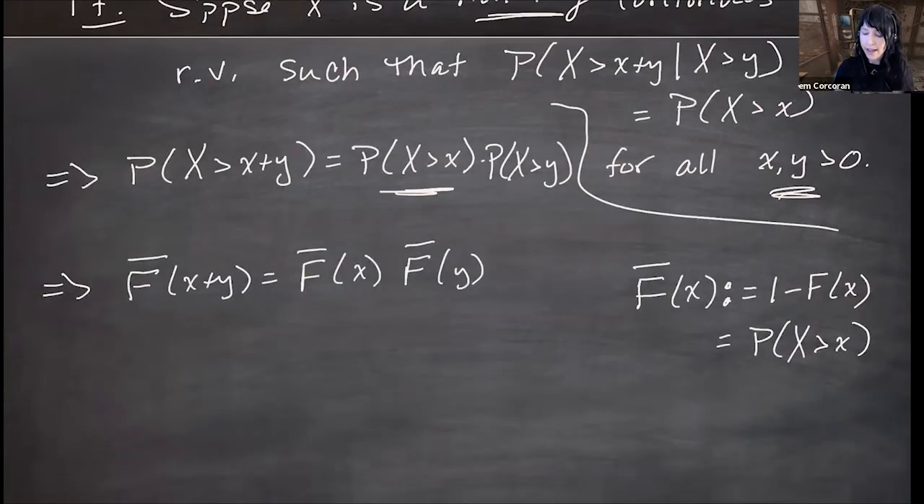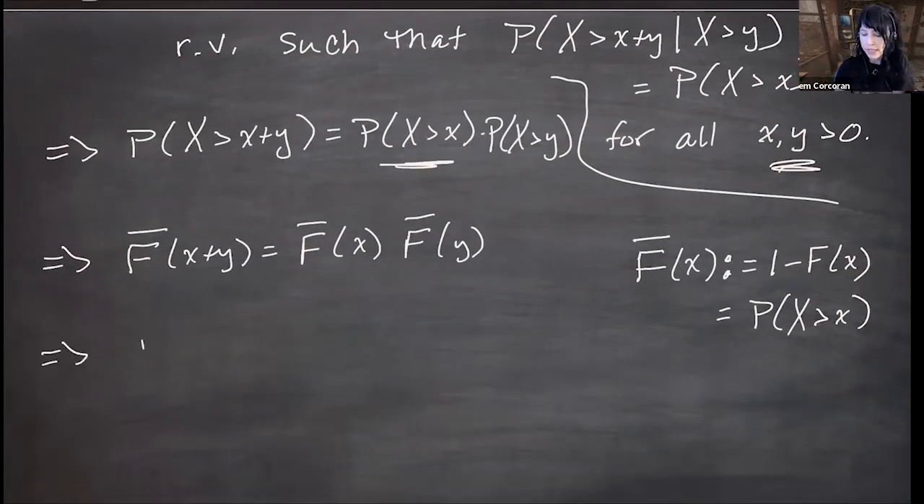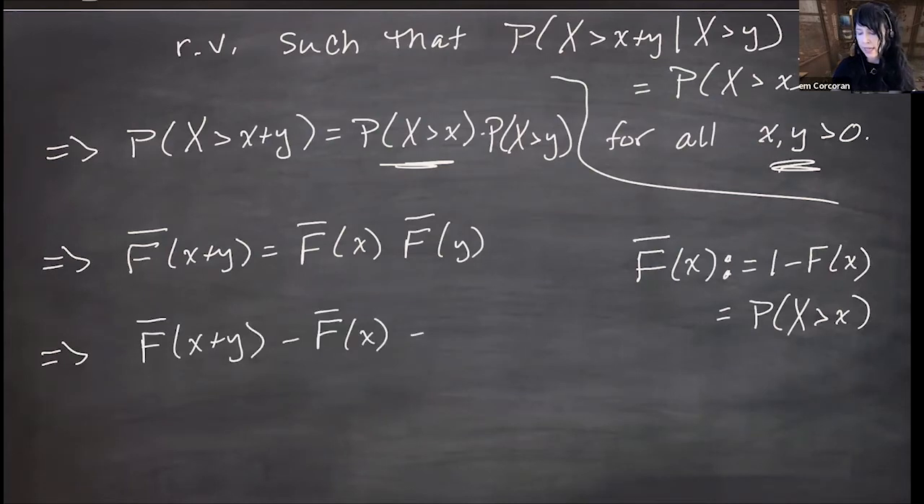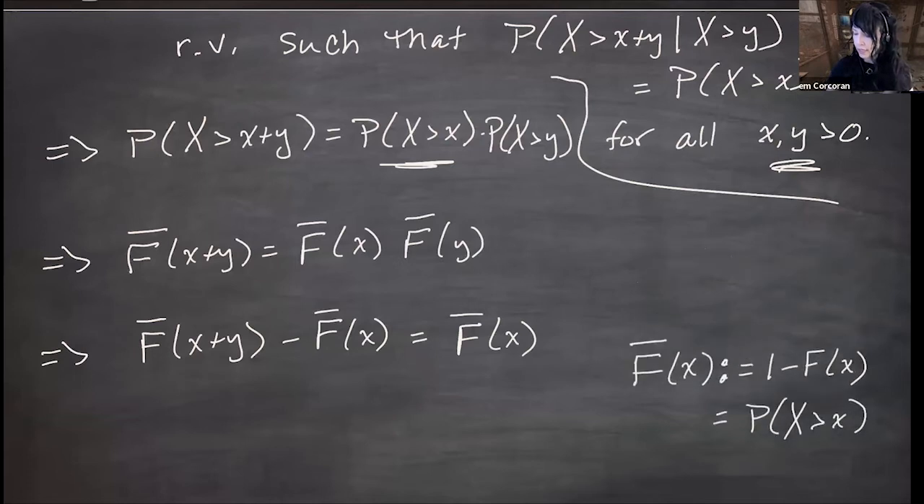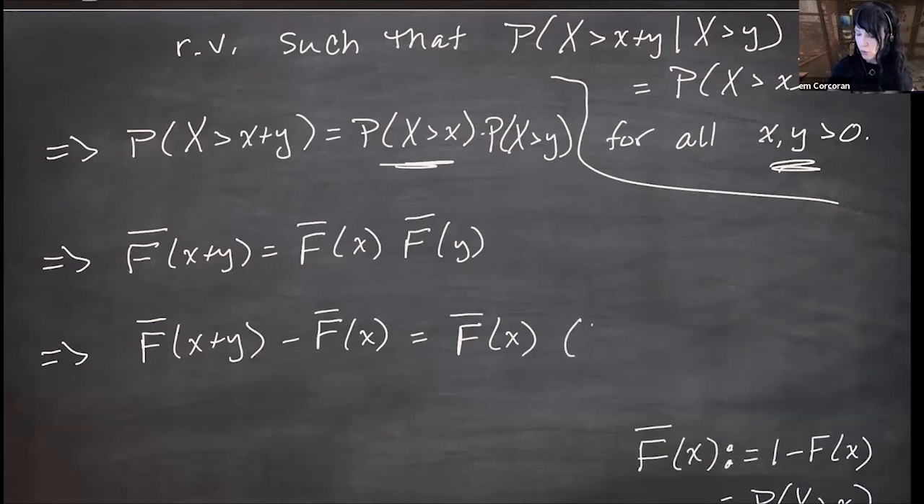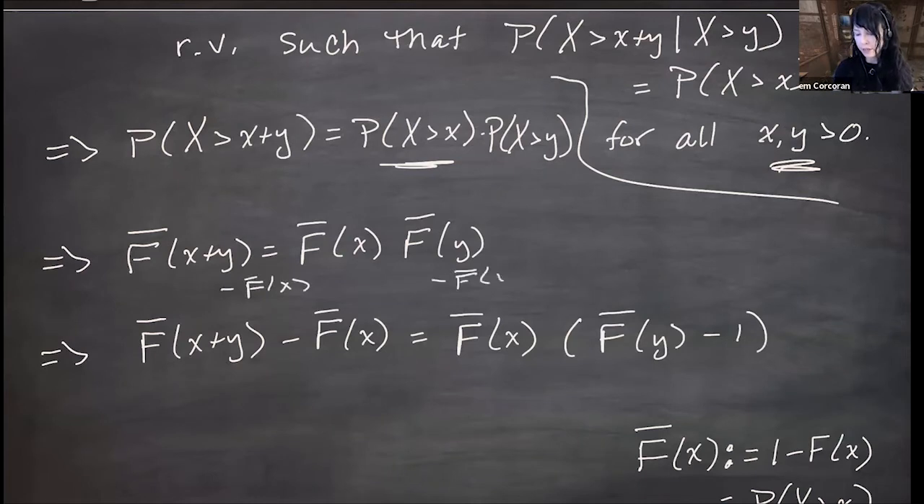I'm going to subtract an F bar of x from both sides. And so that's going to end up subtracted over here. And I'm going to go ahead and then factor out that F bar on the right side. F bar x times F bar y minus 1. Again, I just subtracted F bar x from both sides and then rewrote the right-hand side.